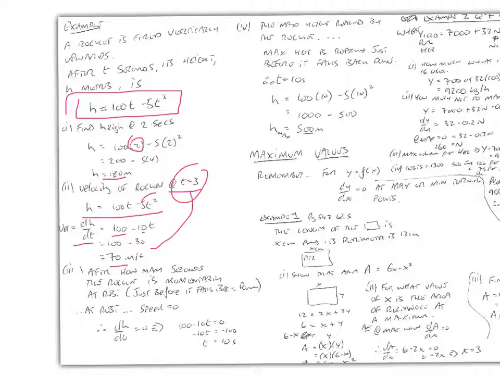After how many seconds is the rocket momentarily at rest? So in other words, when does it just momentarily stop? It momentarily stops at its highest point before it falls back down again.